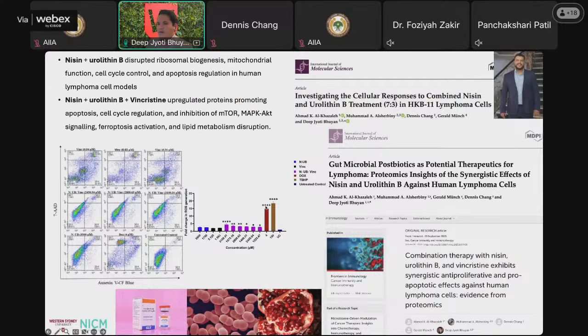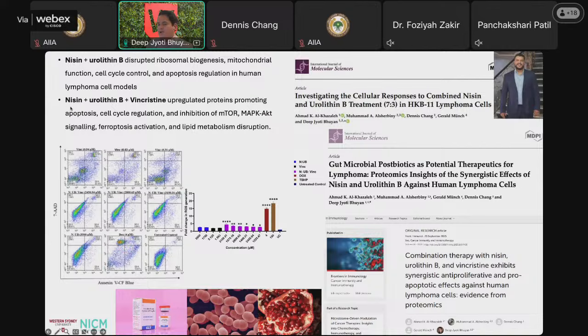This is another work led by my PhD student, Ahmad. Ahmad also has recently submitted his thesis, and he investigated short-chain fatty acids along with other metabolites like NICM, which is a bacteriocin produced by Lactococcus lactis, which is a probiotic bacteria, as well as urolithin B, which is an ellagic acid metabolite. So when we eat fruits like pomegranate, our gut microbiota metabolize that to produce urolithin B. What we found is that these 2 metabolites were quite active against human lymphoma cell lines.